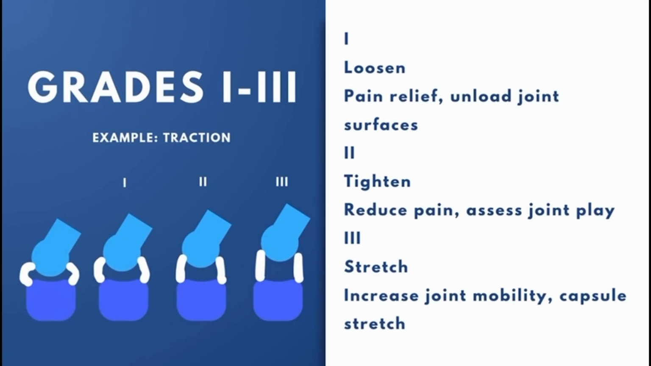Kaltenborn has also described 3 grades of sustained mobilization. Grade 1, or loosen, applies gentle traction to relieve pain and unload the joint surfaces. Grade 2, or tighten, takes up the slack in the tissues to reduce pain and assess joint play. Grade 3, or stretch, applies sustained force at end range to improve joint mobility by stretching the capsule. In the visuals, you can see each grade demonstrated to match its description.